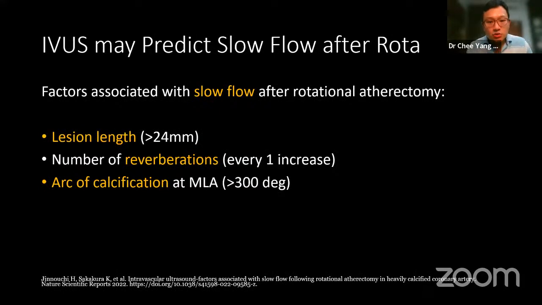What else can imaging do in terms of predicting events or predicting complications in calcified lesions? IVUS may be able to predict slow flow after rotational atherectomy. The factors that might be associated with slow flow after rota include a long lesion length and the number of reverberations. Yeah, the more reverberations there are in the lesion, the more likely you are to have slow flow after rota. And if the arc of calcification is greater than 300 degrees, that is also a risk factor for slow flow after rota.